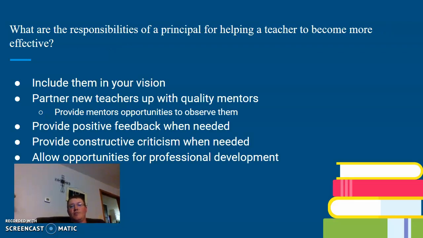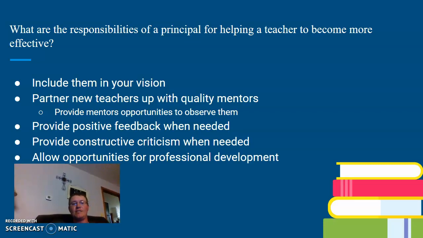What are the responsibilities of the principal in helping a teacher become more effective? I think as an administrator, you have to include them in your vision. Partner the new teachers up with quality mentors. And one thing that our school district has done in recent years, you provide mentors opportunities to observe them as much as once a quarter. This allows those mentoring teachers to sit in a classroom and observe these newer model teachers, give them hints, give them expectations, and kind of guide them along in their first year of teaching. That's proved to be very beneficial and something that I can really relate to.